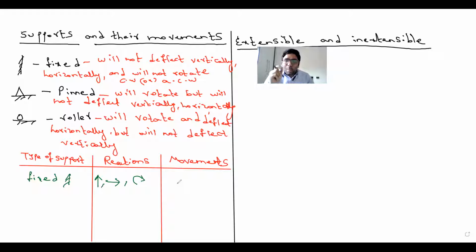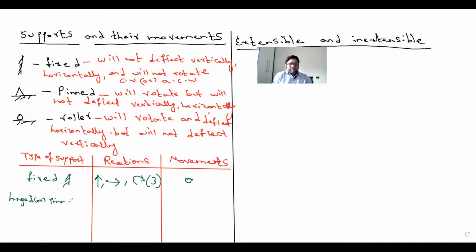Now you have to understand the difference between moment and movement. Moment is, in simple terms, force multiplied by perpendicular distance. And what is movement? Movement is deflection or rotation. So here, what are the movements? Zero. There won't be any movements. So, but what are the reactions? Three.